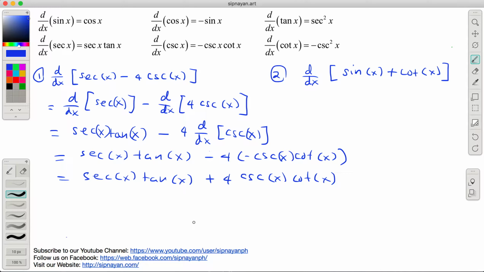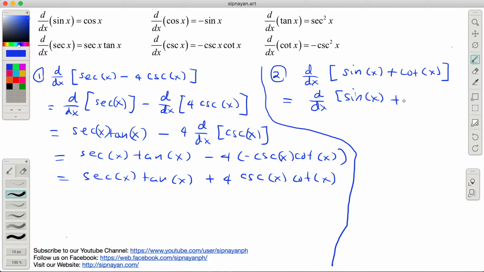Pangalawa, we have, maybe we'll use this space na natira. Okay, so we have derivative of sine x plus cotangent x. So katulad nung kabila, hiwalay natin siya using the sum and difference rule. So pwede natin the derivative of sine x plus the derivative of cotangent x.